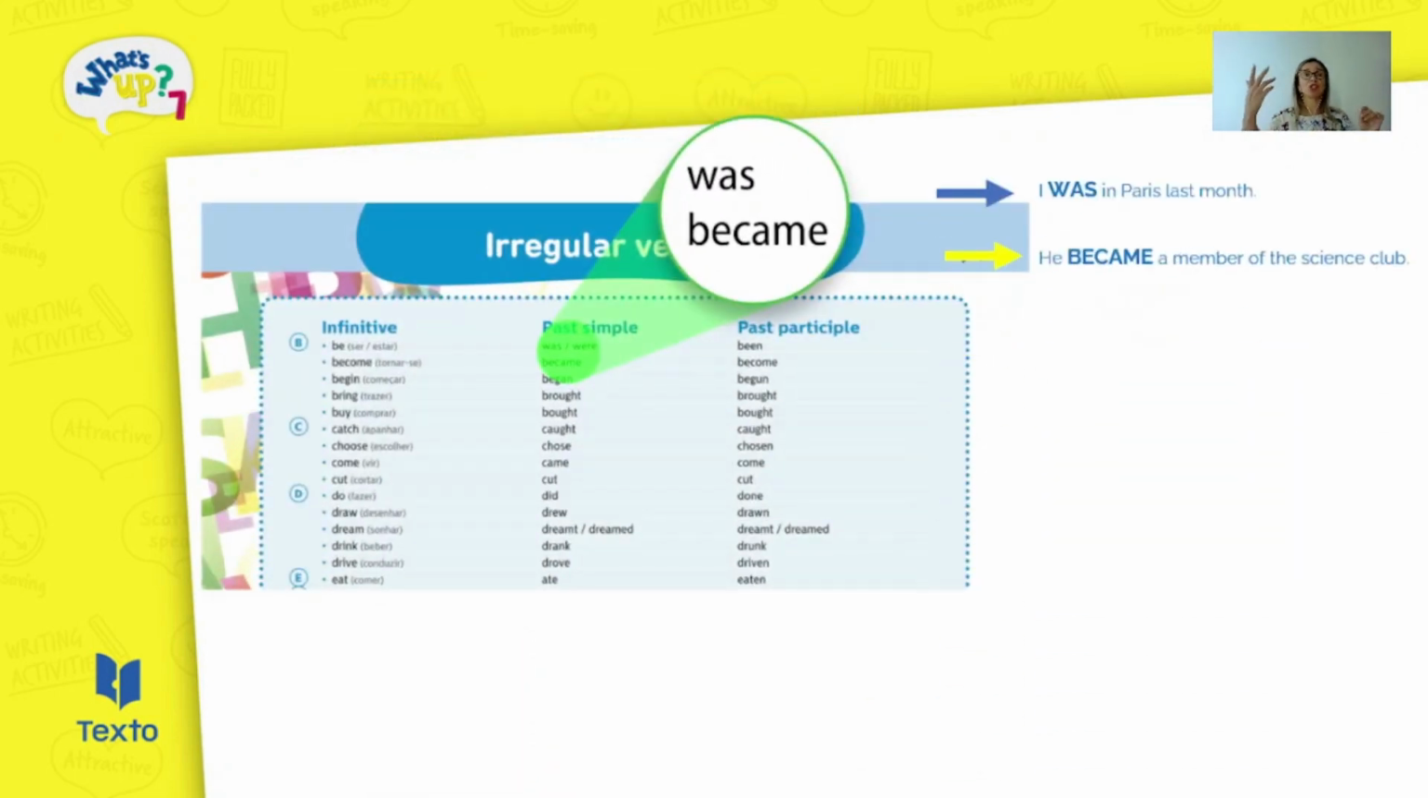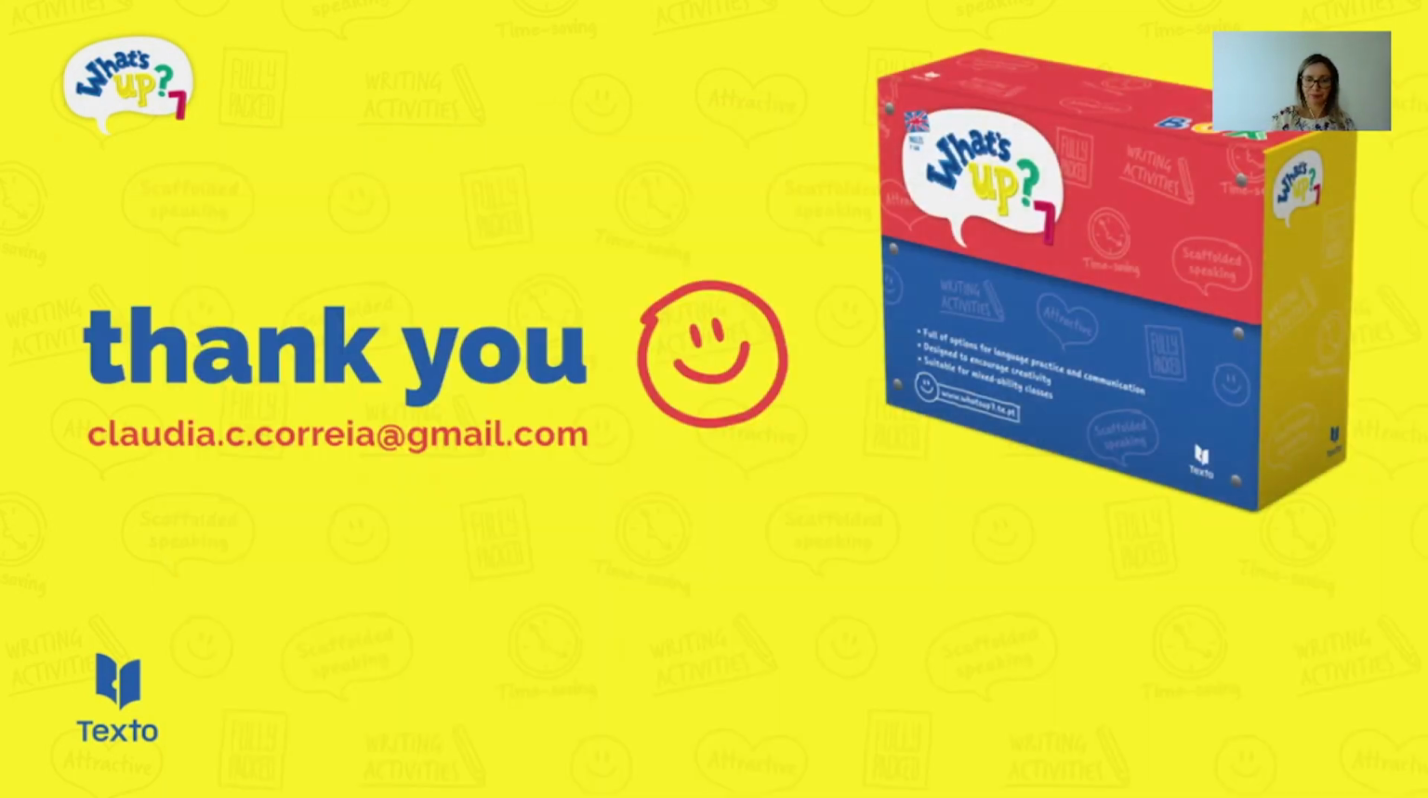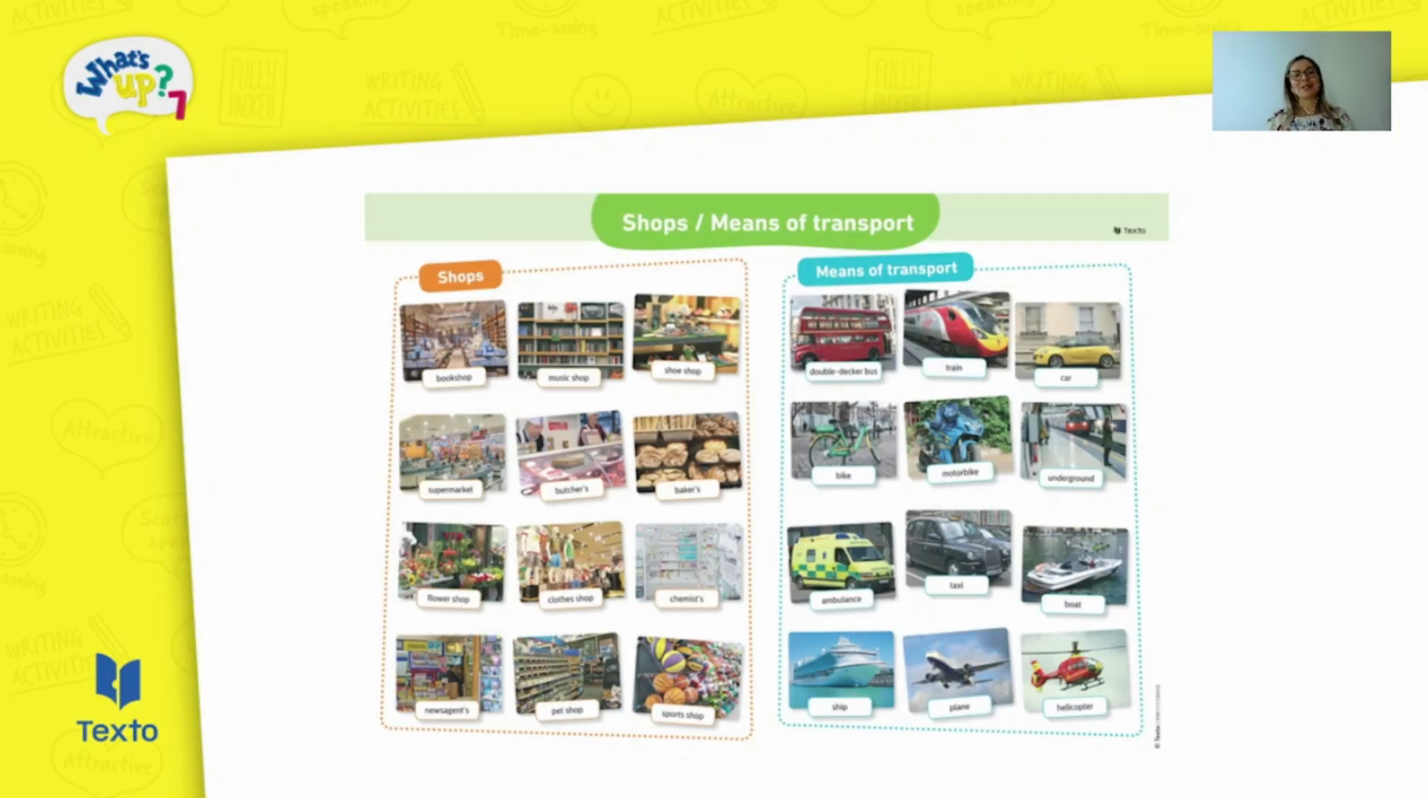For instance, you would choose 5 different students, and that week you would assign them each a different verb. They would have to come up with a sentence, and you would maybe with blue tack glue it next to that verb. For instance, I was in Paris last month. He became a member of the science club, just so students can also see how this verb can be used in actual context. And also, we have a poster on shops and means of transport.